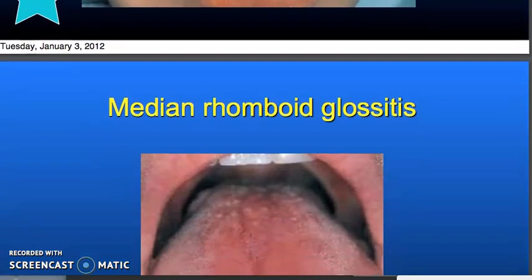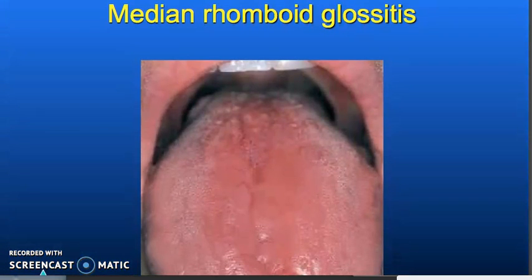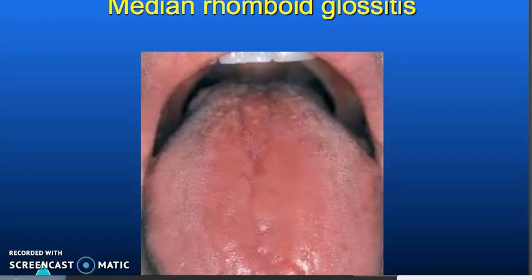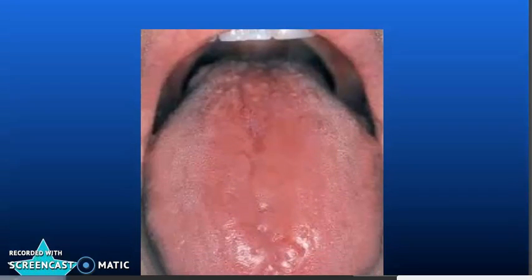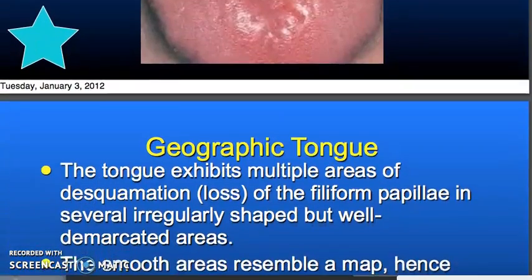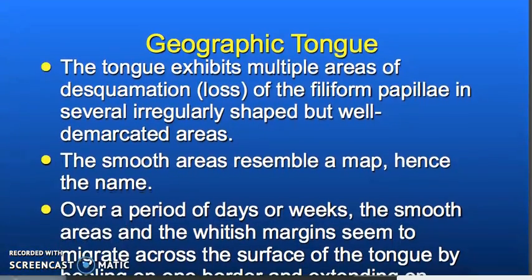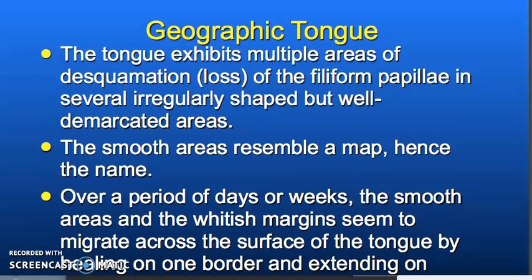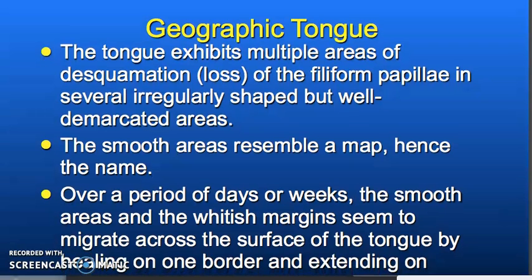All right, let's move on to another picture of it. Here is a large area. You can see, again, median, in the middle of the tongue. Rhomboid glossitis, inflammation. And I'm sure everyone probably knows that itis on the end of the word means inflammation. So let's look at something called the geographic tongue.